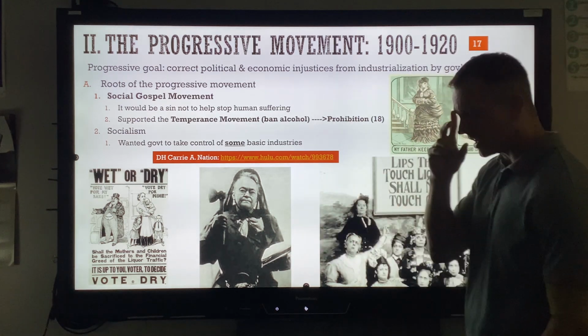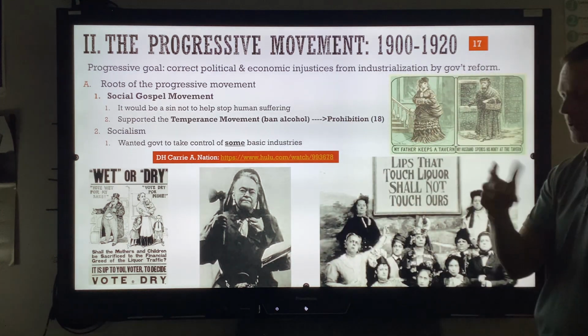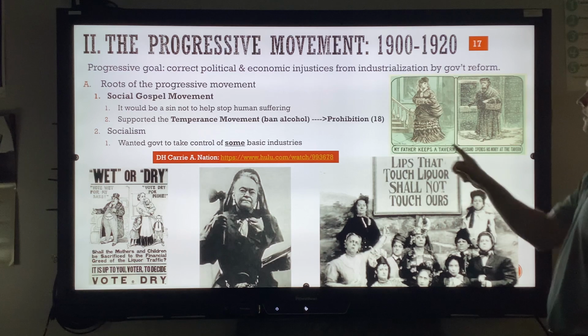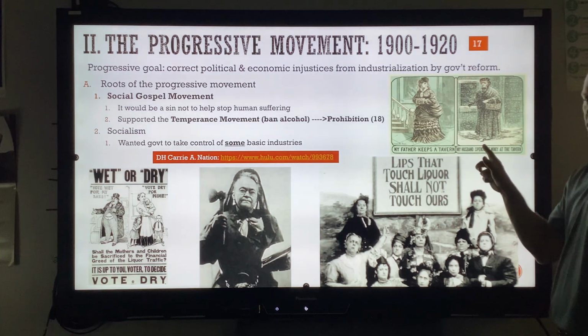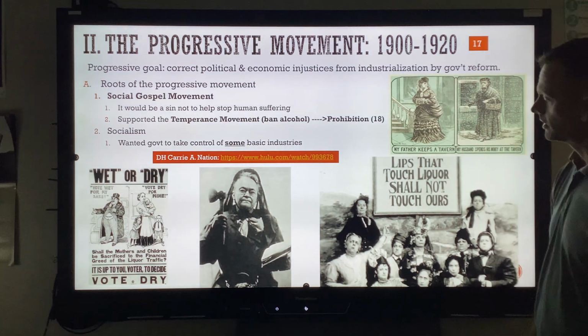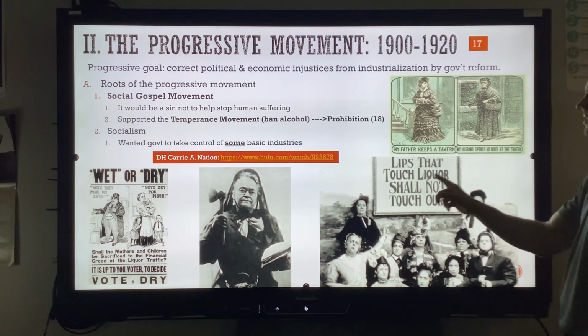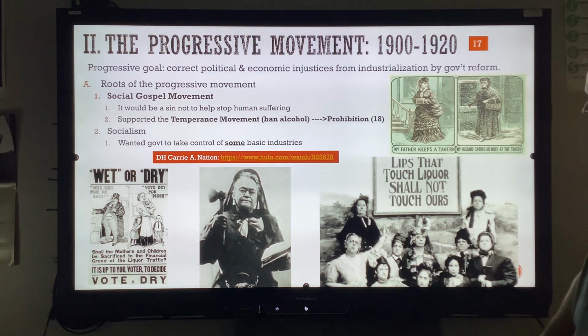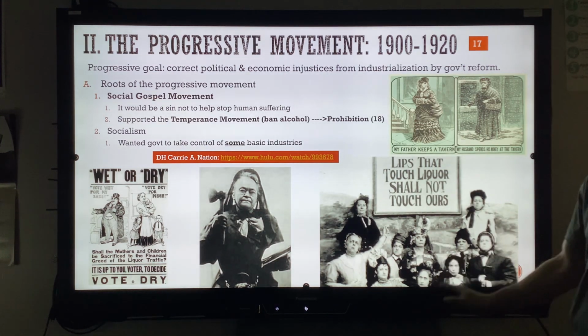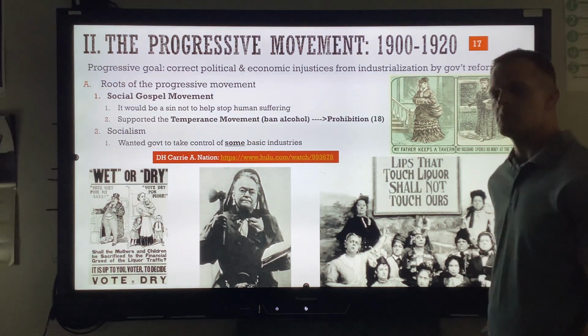You can see from some of this propaganda, I would argue. My father keeps a tavern. My husband spends his money at a tavern. Which one would you want to be? This is a more famous one. Lips that touch liquor shall not touch ours. Even if you don't want to touch your lips, they still make it clear that men should stop drinking.